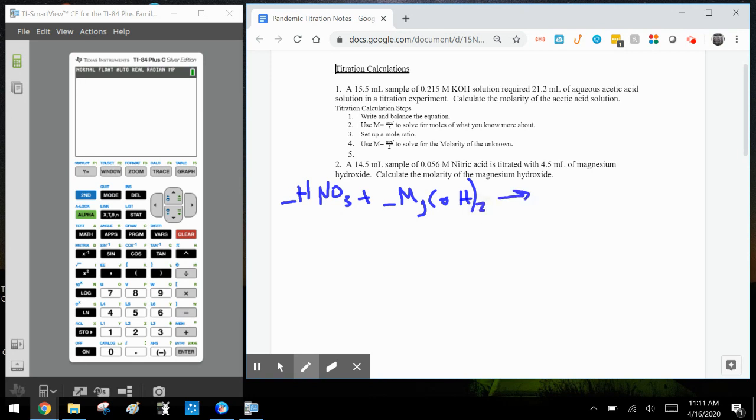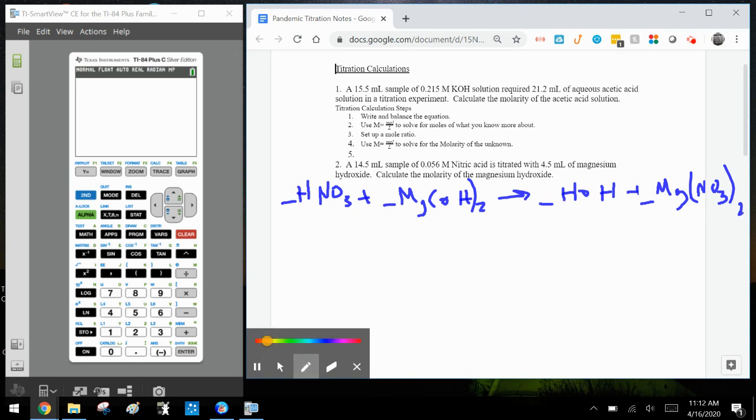That is always going to give us, well, it's a double replacement reaction. So we get HOH. Remember, HOH is water. And we get the new salt of magnesium nitrate. Right, I got to balance the reaction. And I need two of those to one of those to two of those to one of those. So I have my ratio.